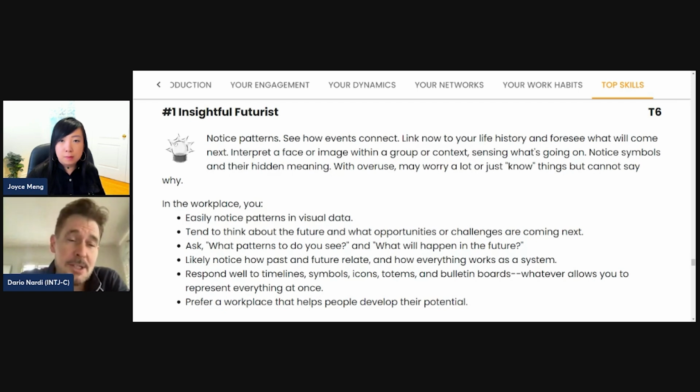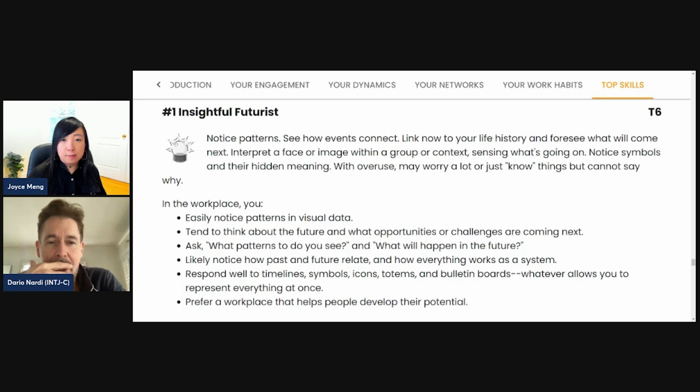But even just looking at the top one, this was the region of your brain that corresponds to sensor T6. So this is the right rear temporal region that was the most connected for you. Insightful futurists. So I think in many ways we can say with this particular INFJ, Joyce, that this really fits well with our ideas of the standard INFJ. There are these elements here like noticing patterns, seeing how events connect, seeing what will come next in life, interpreting faces or images within a group or context, with a sense of what's going on, but finding it hard to articulate, noticing symbols and their hidden meanings.